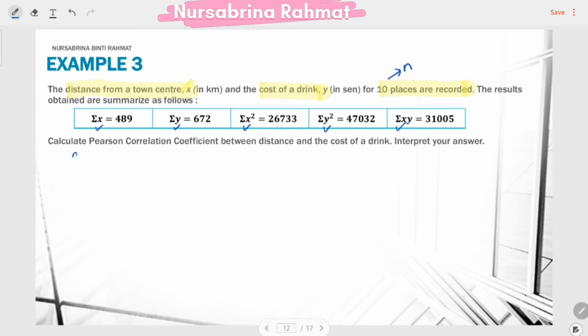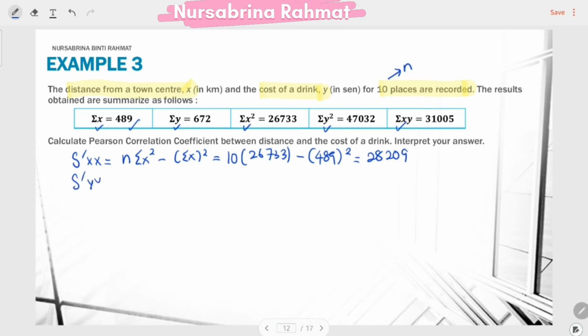Okay, so let's find out your S prime XX, which is N sum of X square minus sum of X square. Your N is 10, sum of X square, which I already calculated for you, is 26733, minus sum of X, which is 489, square. So this becomes 28209.